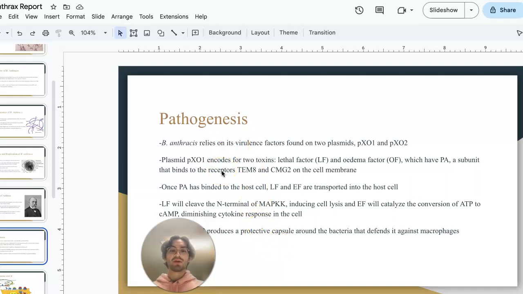Plasmid pXO2 is responsible solely for producing a protective capsule that surrounds the bacteria and defends it against macrophages and other defense cells within the immune system.